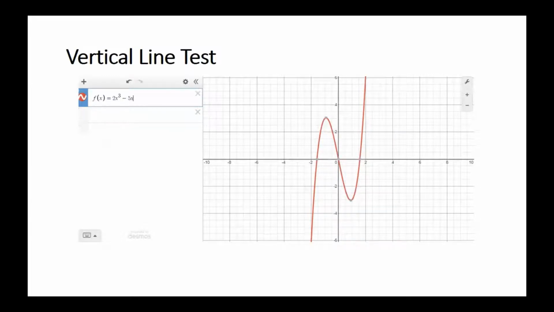So if we look back again at this function that I had graphed and we draw a vertical line, we see that I can move this vertical line anywhere on this function and it will only cross that function at one point. So it is a function, it passes the vertical line test.